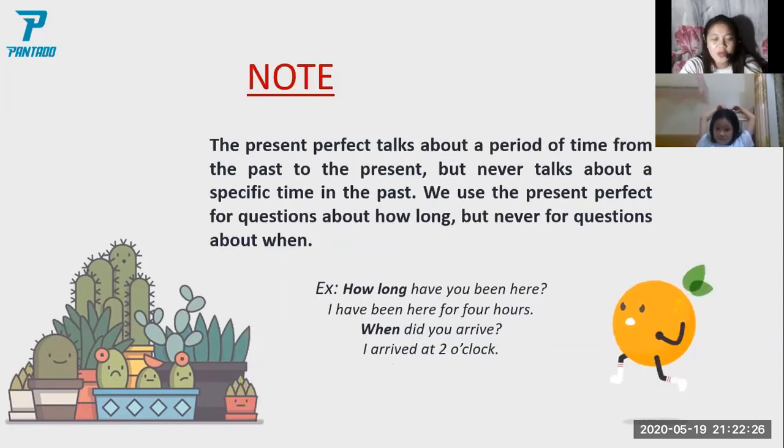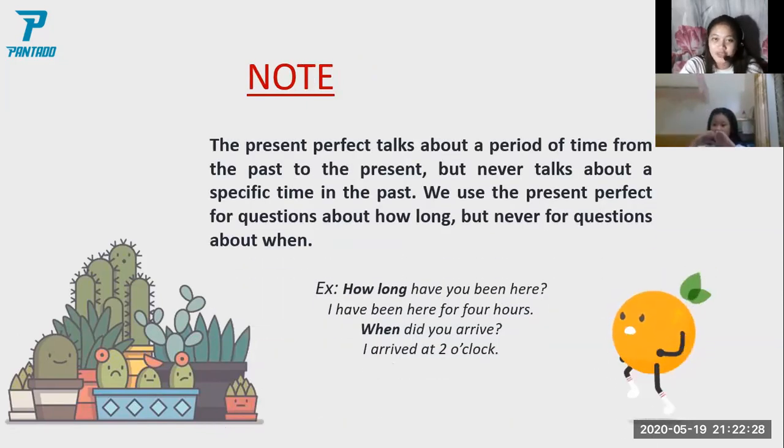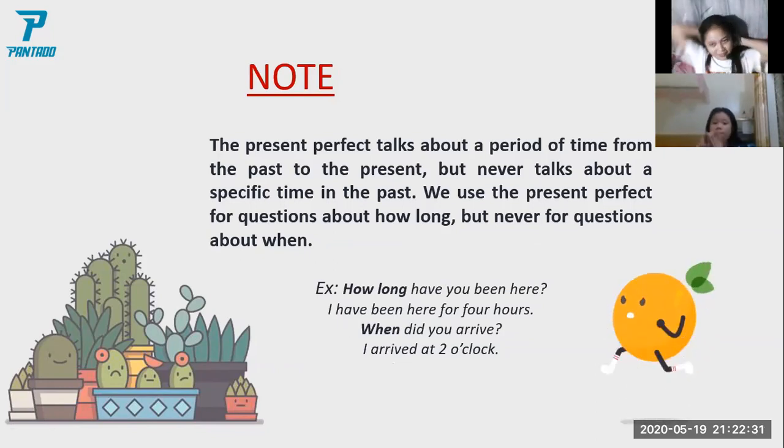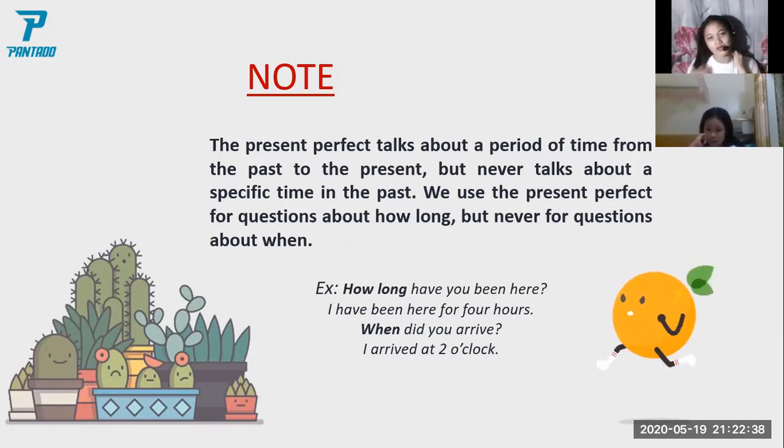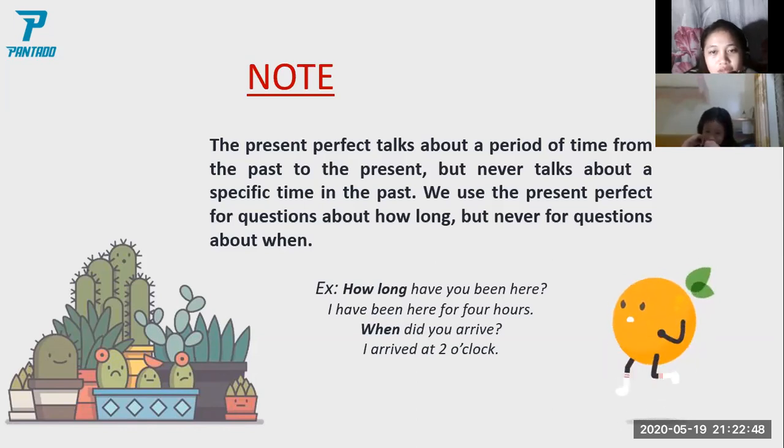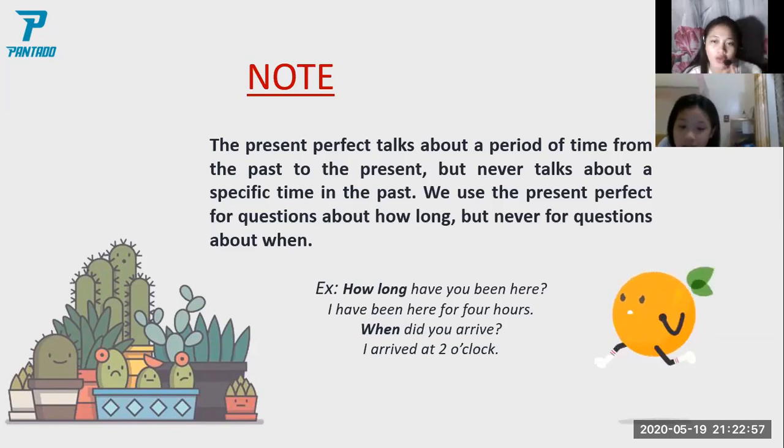Okay, so how about the note? Can you read the note? The present perfect talks about a period of time from the past to the present, but never talks about a specific time in the past. We use the present perfect for questions about how long, but never for questions about when. Okay, so the present perfect.